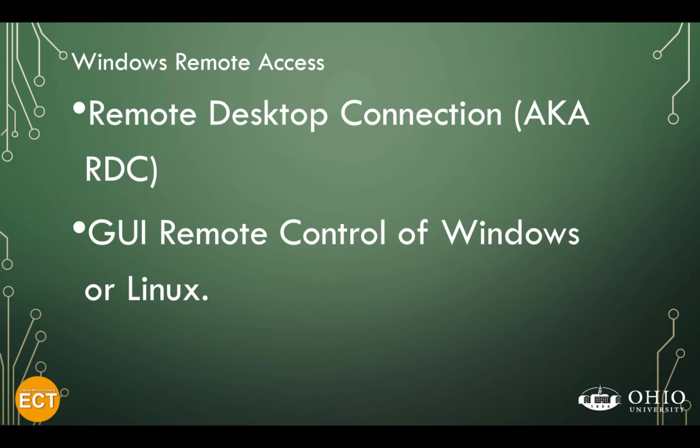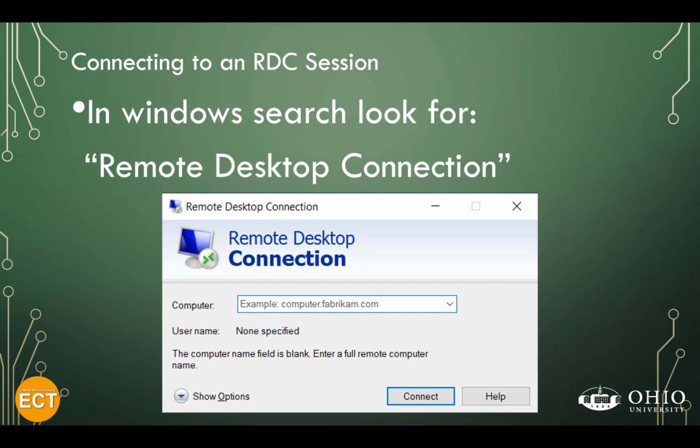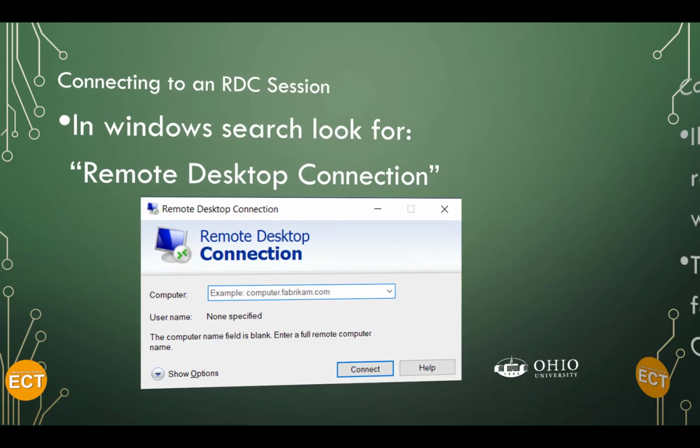So in Windows, to get an RDC session started, we're going to do a Windows search. So you might click on the Windows key and that'll open up. You can start typing and you just put in remote desktop connection and it'll pop up an icon that looks like this when you hit enter on it. And this is a nice blank remote desktop connection client looking thing. We're going to go on.